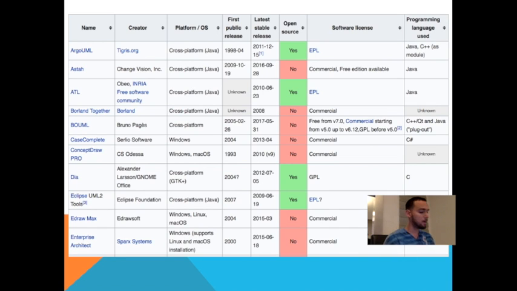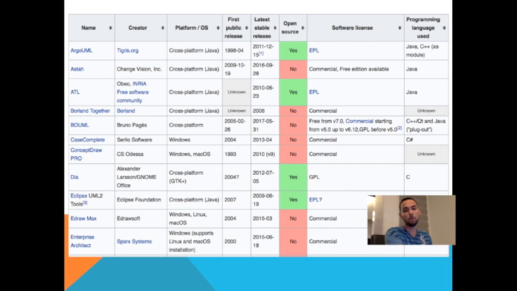And I would like to show you a list of available software for different operating systems that provide UML tools. In the list you can find different programming languages, and it's an extensive list found on Wikipedia.